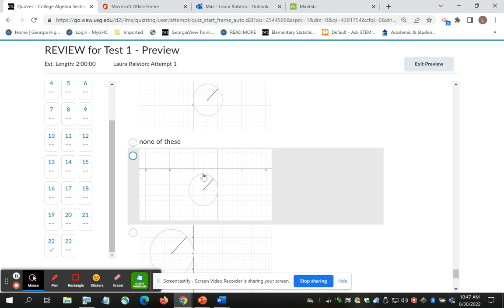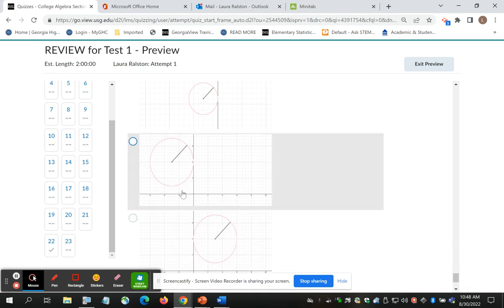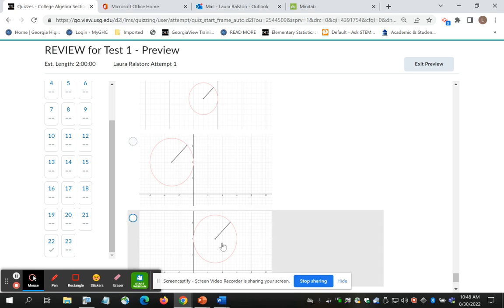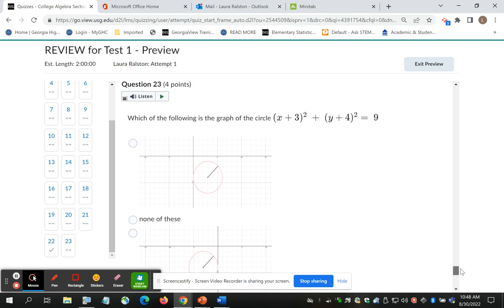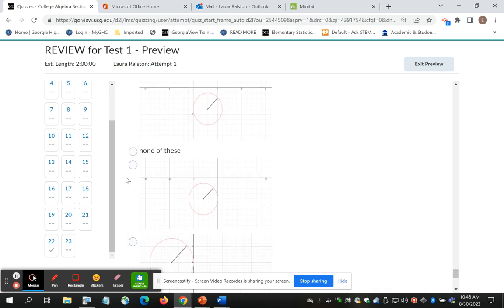Then this one looks like it is -3, -4. Okay, and my radius does look like it's about 3. So it could be that one. I'm going to double check a few more. Okay, this one is at +3. No. This one's +3, +4. Nope. Okay, so it has to be this one.